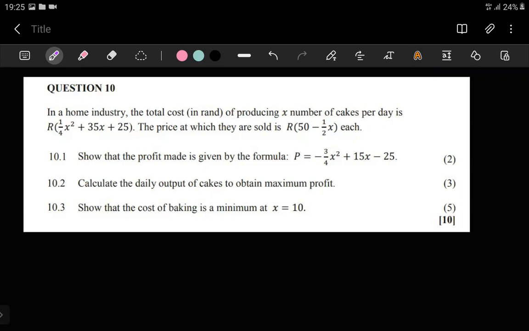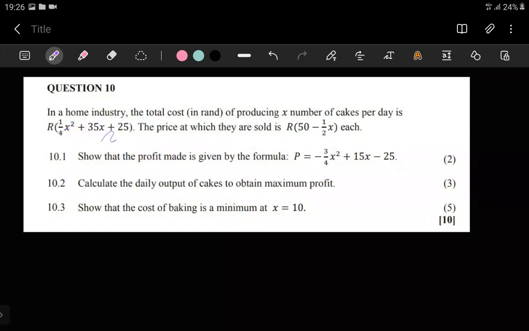If they mention something about a real life scenario, just think of it like that. Be realistic about the question. So anyways, it says, in a home industry, the total cost in rand of producing X number of cakes per day is this. Before we carry on reading, they said the total cost in rands of producing a certain amount of cakes per day is this amount. So this is an R amount. Depending on what the number of X is, it's going to give us the total in rands.